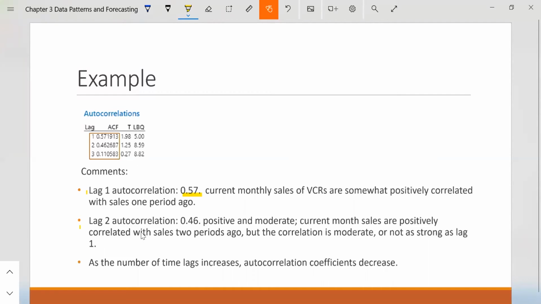For lag 2, the autocorrelation is 0.46. We can say there's still positive and moderate relation between current month sales and sales 2 periods ago. However, as we move to lag 3, right? When we move to lag 3, we can see that such autocorrelation almost disappeared. The value is only 0.11. That means current month sales are virtually not correlated with sales 3 periods ago.